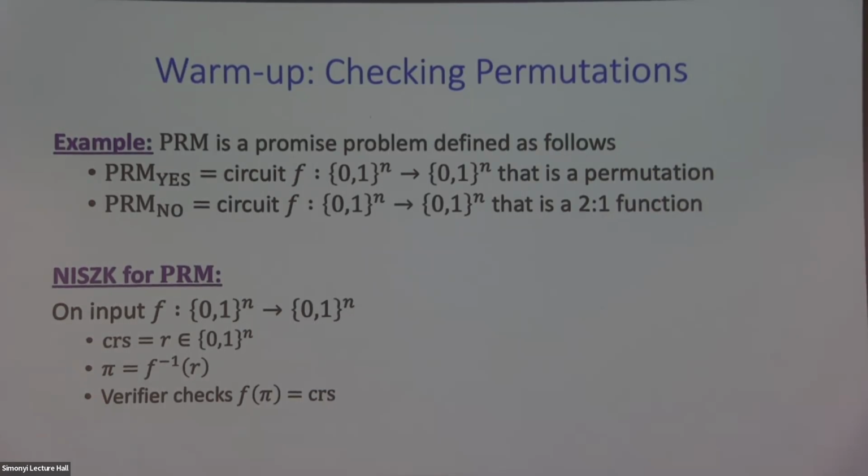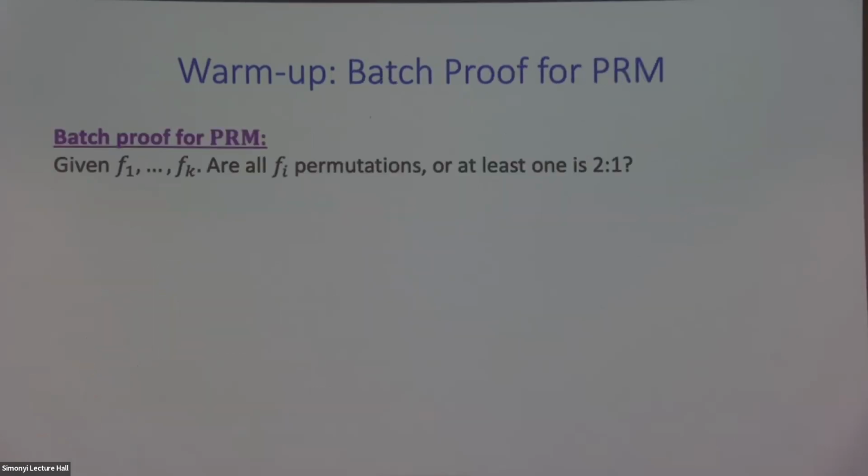This makes sense so far? What about the batch problem? Right. So now the problem is as follows. They give you descriptions of K functions, all of them n bits to n bits. And I'm asking you to check: are all of them permutations, or is at least one of them 2 to 1?